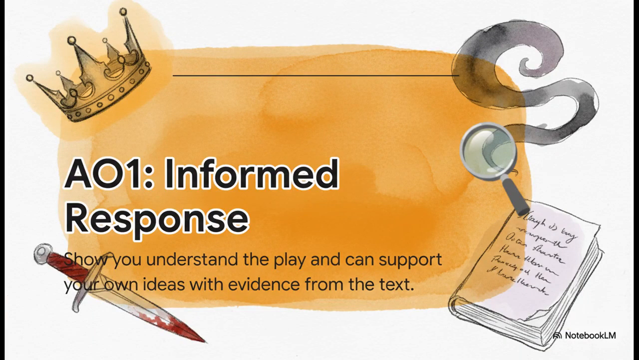First up, we've got AO1, your informed response. This is all about your argument, your big idea. You need to have a really clear point of view on whatever the question is and then back it up with solid proof. That means quotes and specific moments from the play. This is where you prove you actually get Macbeth.